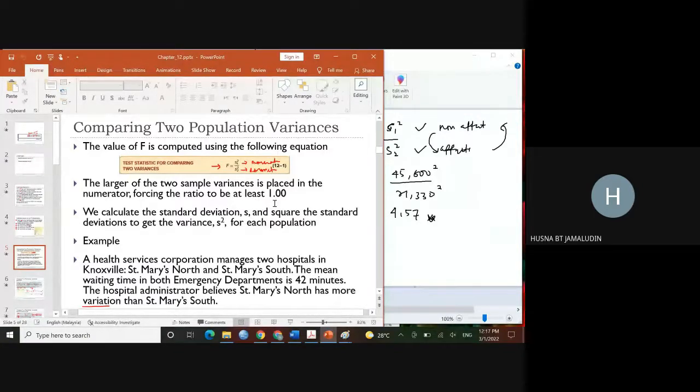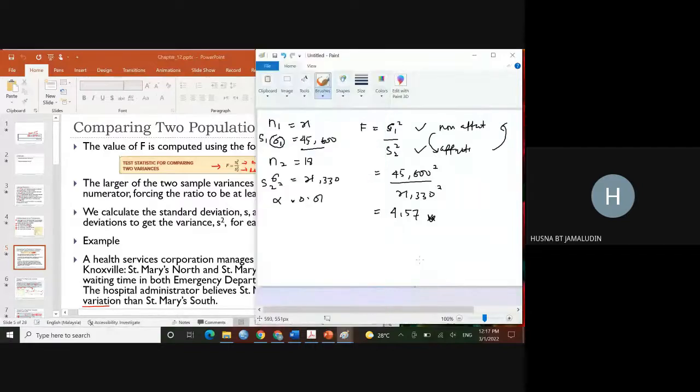Why? Remember, F is a positive number. If you want to draw your diagram, it should be something like this. You will have positives, and you want the F to be at least 1, and you're going to have all the positive infinity numbers. You don't want the F to be negative or lower than 0. That's why you want to put the bigger value on top and the smaller value at the bottom.